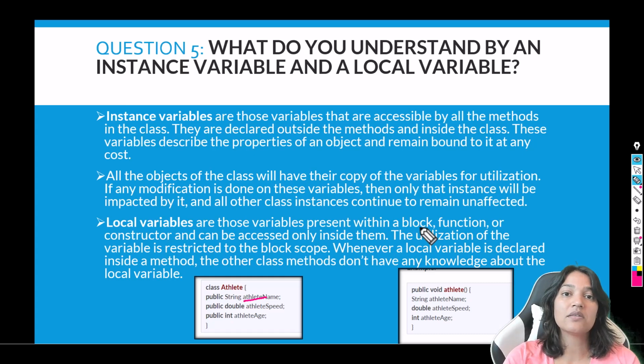Instance variable means each instance of the class will have its own copy of the instance variable, whereas local variables are local to a method, a given function, or a given constructor. Their life is only from the starting point to the ending. Nobody knows about those variables outside of the methods or outside of the constructor, and that is called a local variable.